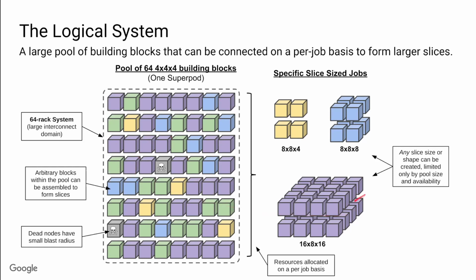So in this case, what's shown over on the left, with this cube being dead and this cube being dead, we can still build this 8x8x4 out of the yellow cubes, an 8x8x8 out of the blue cubes, and a 16x8x16 out of the purple cubes, leaving the 2 leftover broken pieces to be repaired.